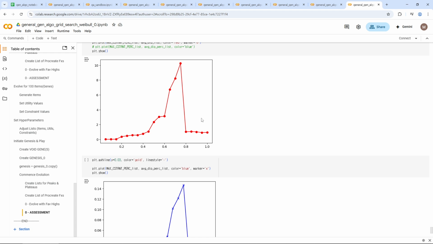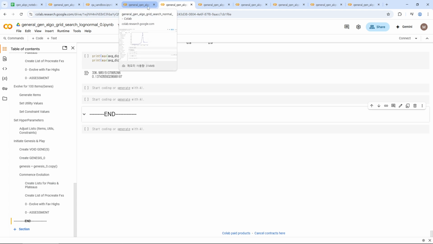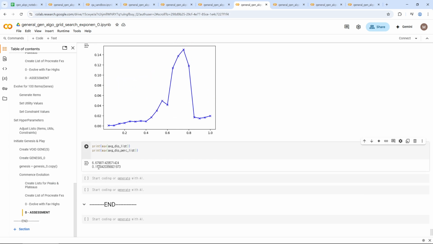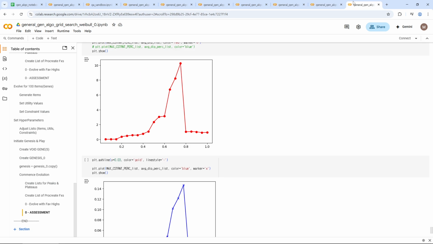So yeah, depending on what same distribution you use for both the utility values and the constraint values, you will have dips at around the 0.7 mark in terms of max constraint percentage. However, there will be some differences as to the size of these dips, or the size of these average dip percentages.